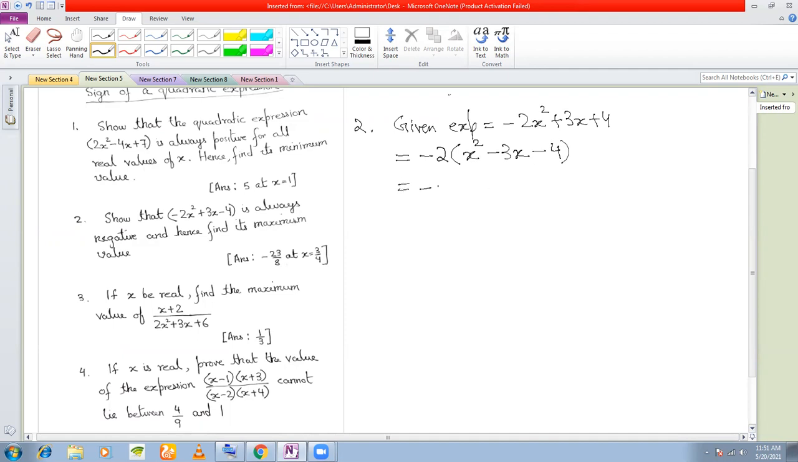So now from here, let me keep this outside. So x square minus 3 by 2 it will be, sorry. If I'm taking minus 2 out, this sign will change and this will become 3 by 2x, and this plus 4 will remain as it is, right? Yes, sir.